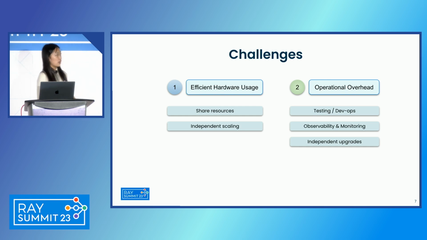And then there's operational overhead. A lot of these things are important when you're doing development or when your application is running in production. Testing your application end-to-end should be simple. Observability and monitoring is really important in production to know how your application is doing or if something's going wrong. And being able to upgrade parts of your application independently of each other should also be flexible. But all of these become more complicated once you start adding more models to your application.